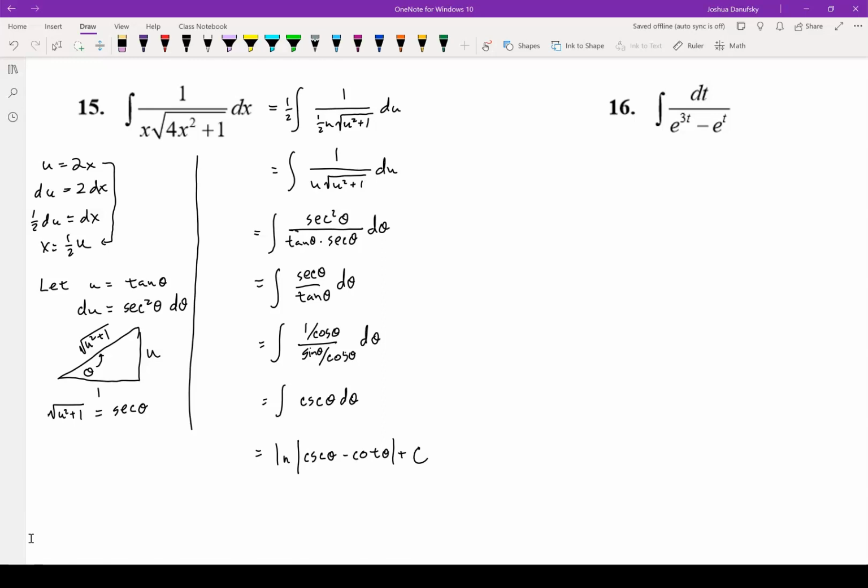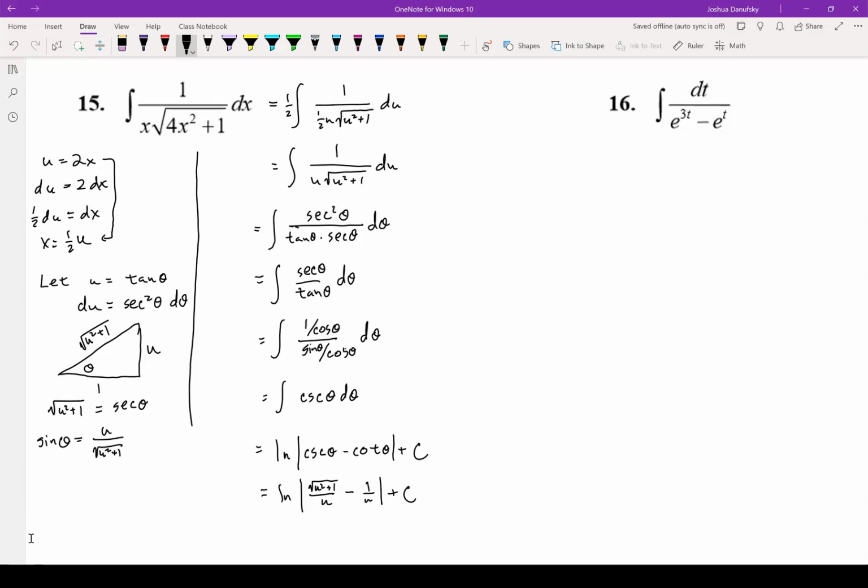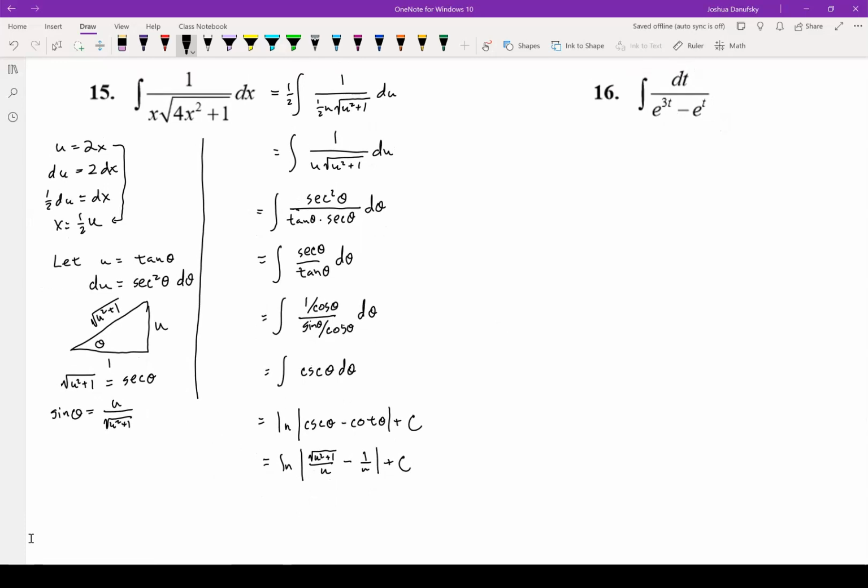Now we're going to go look at our triangle again. We know that the sine of theta is opposite over hypotenuse, which means that the cosecant would be the reciprocal. So cosecant theta will be the square root of u squared plus 1 over u. And we know that the tangent of theta from way back over here is just plain u, so the cotangent would be 1 over u, like that. And now our last step is to replace u with 2x from the very beginning of our substitution. And that's going to give us something like this.